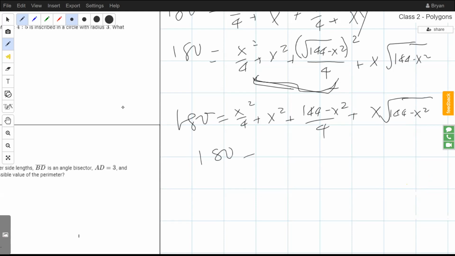So we have 180 minus x squared minus 36, as we can combine these like that, is equal to x square root of 144 minus x squared.